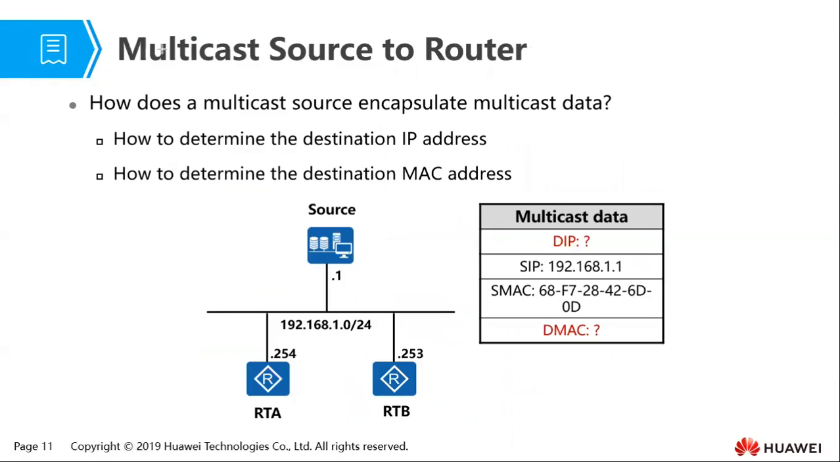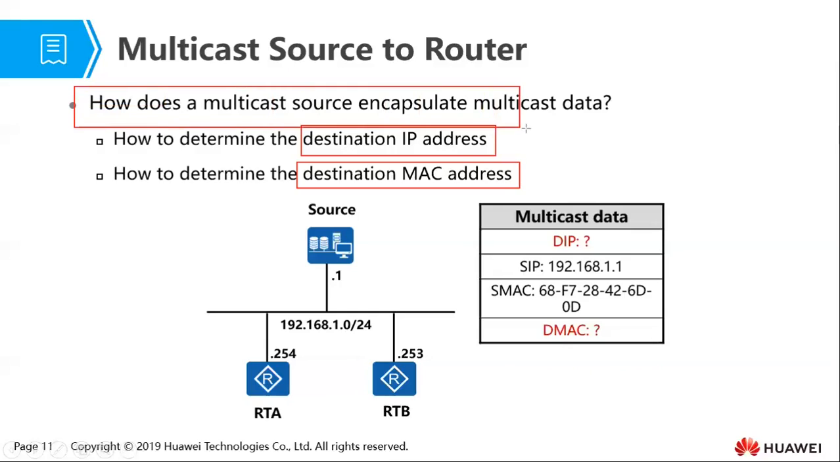Now, we know that for unicast packets, we specify a unicast destination IP address. We also specify a unicast destination MAC address. So how does a multicast source encapsulate multicast data?